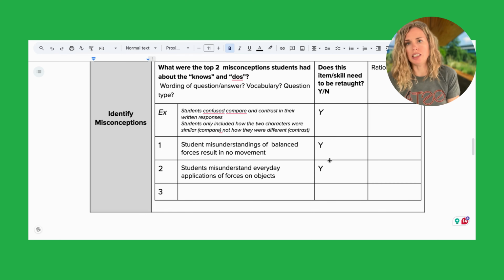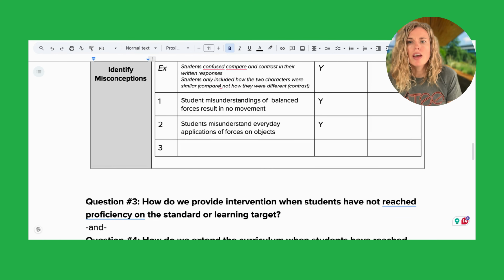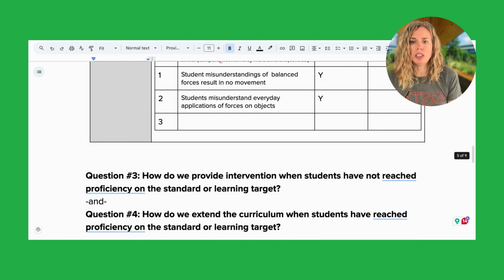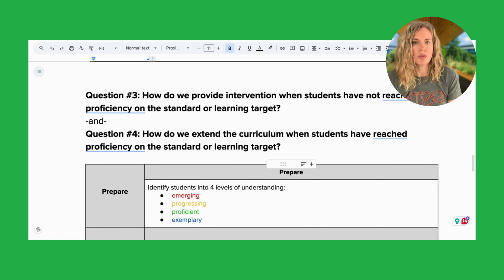We know that this is an essential standard. So these are key ideas that students need to be able to grasp. From here, we're already done with step 2. So we can go on to critical questions 3 and 4.